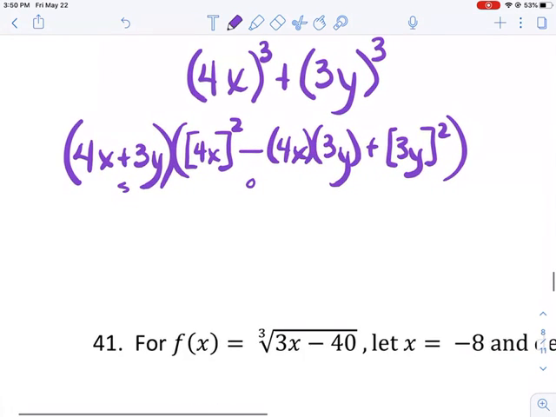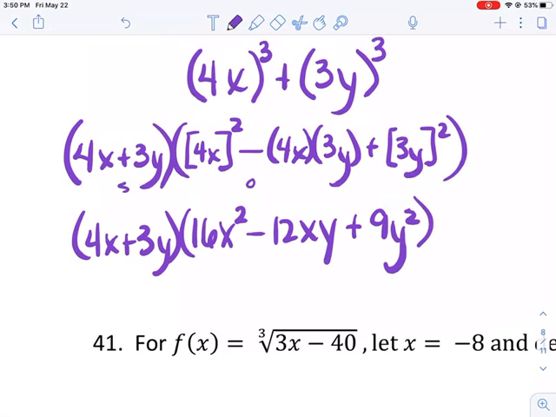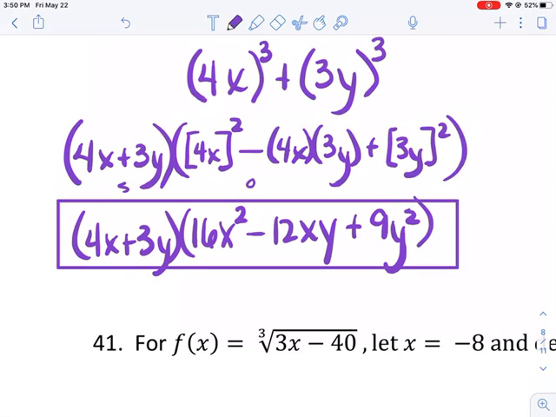Simplifying that, then we end up with the quantity 4x plus 3y times the quantity 16x squared minus 12xy plus 9y squared. And there's your answer.